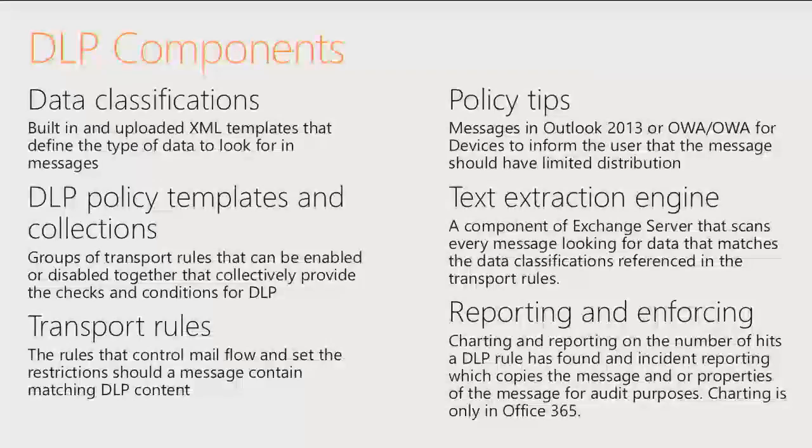It's actually the same bit of code that then does the indexing. So it's a deep extraction engine. It looks for the text and patterns within the text, and then marks the email and says it contains this type of data. And then my transport rules will come along and do something with that data.